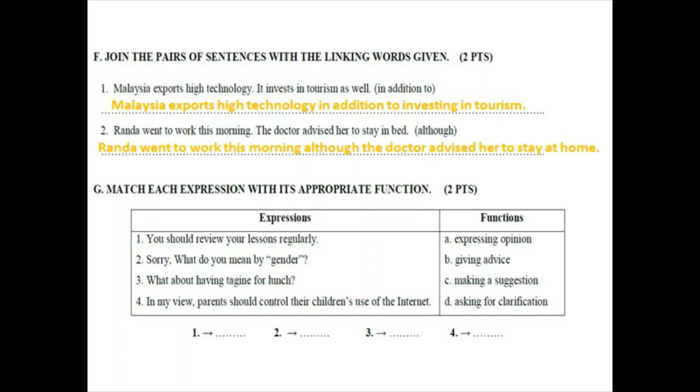B. Sorry, what do you mean by? So what do you mean by? We ask for clarification. What about having tagine for lunch? This is a suggestion. In my viewpoint, or in my view, parents should control their children's use of the internet. Their children's use of the internet. This word is pronounced use. When we use it as a verb, we say use.